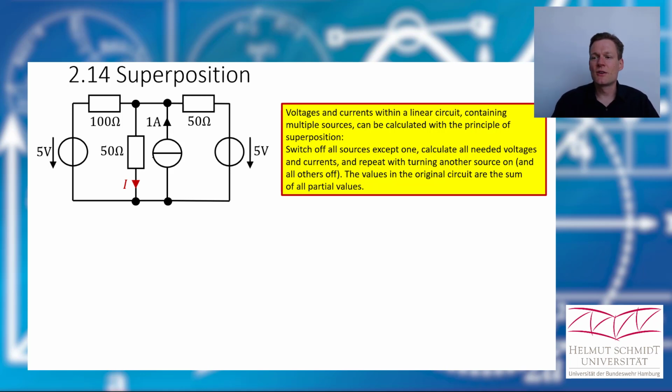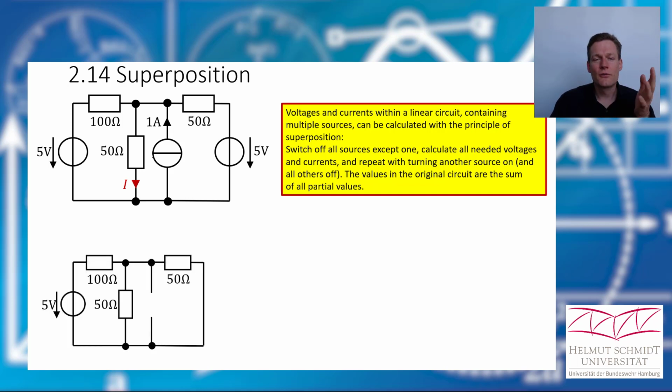So we have here a circuit with 3 sources, 2 voltage sources and a current source. Now I deactivate 2 of them. You see, the first voltage source is still in it. The ideal current source became an open circuit and the ideal voltage source became a short circuit. And now we want to calculate this current. I call it I prime.